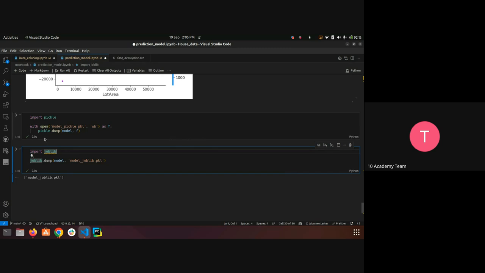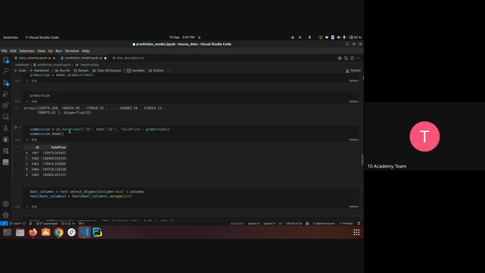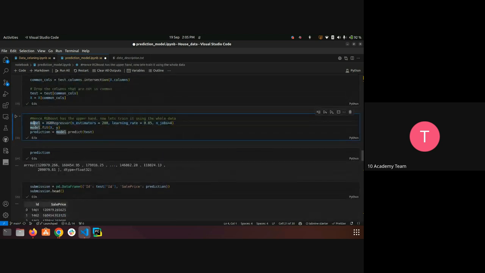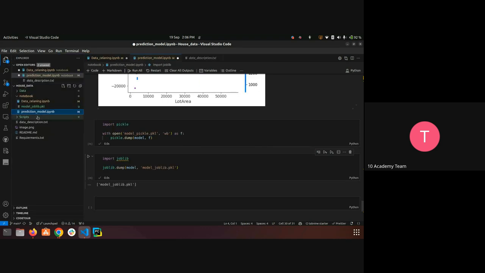So we open a file because we want to write, so we write and dump our model. We're going to dump our model, then train it. So you can find it here. Then model predict, and fit and predict. So here you can see model, joblib dump, and pickle dump.